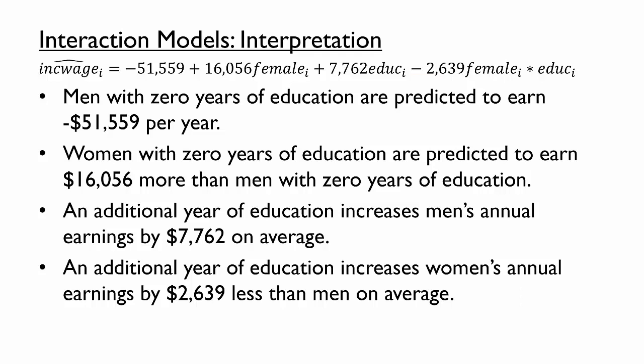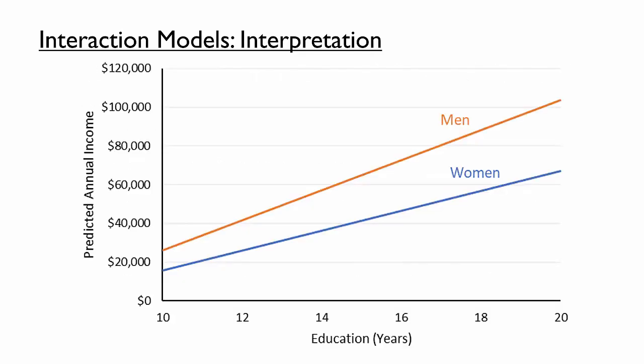Think back for a moment to the question that motivated the interaction model. Does education benefit women or men more in the labor market? The coefficient on the interaction variable answers this question directly. Women on average are seeing a smaller benefit than men in terms of annual earnings for each additional year of education. We also saw this on the graph of predicted incomes. We could see a gender gap in earnings for a wide range of levels of educational attainment, but that gap actually increased at higher levels of education.